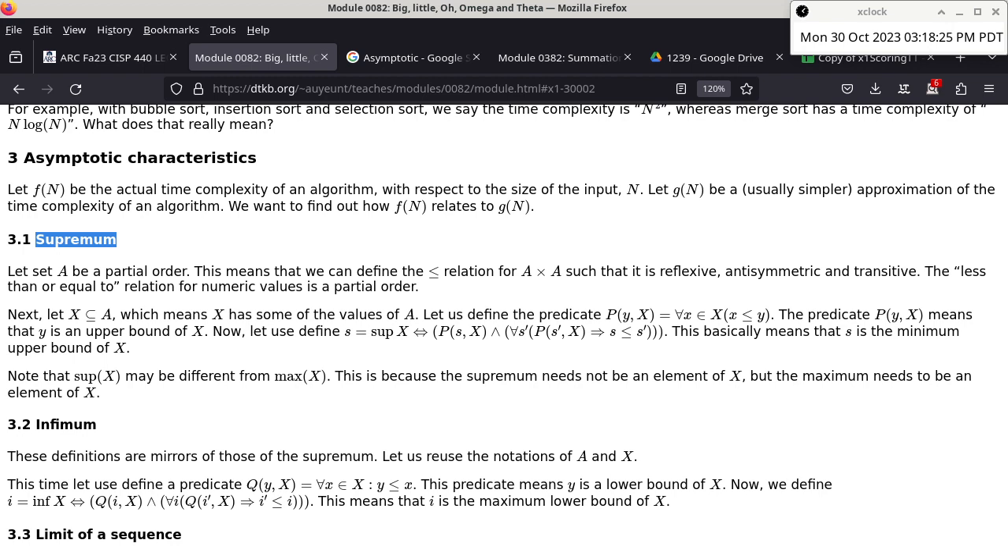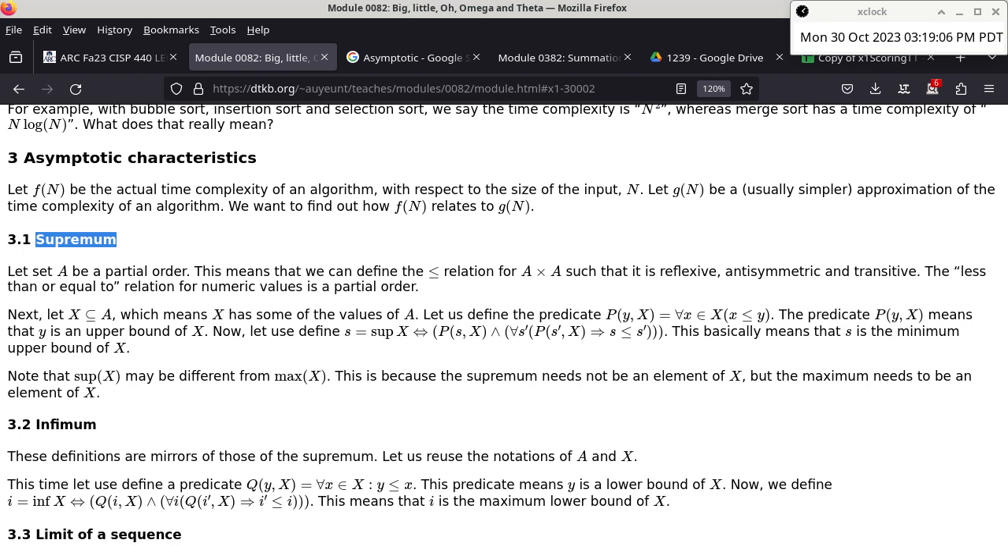So this is the mathematical way to say that lowercase s, if it is called the supremum of x, is the minimum upper bound of x. There cannot exist another upper bound that is less than s. Is that okay? Note that sup x, the supremum of x, may be different from the maximum of x. This is because the supremum need not be an element of x, but the maximum needs to be an element of x.